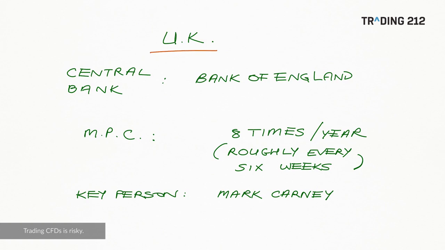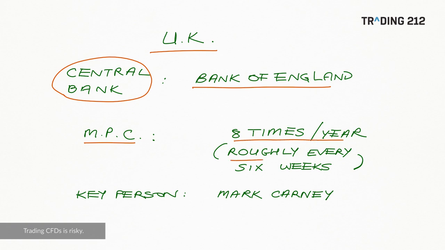And for the UK, if you're trading an FX pair involving the pound, you'll want to pay attention to the Bank of England, the UK's central bank, and when the Bank of England is holding its Monetary Policy Committee meetings. Like the Fed, they hold their policy meetings 8 times a year. The MPC meetings are roughly every 6 weeks, and they're on a Thursday, and the announcement is made at midday UK time. Monetary policy is set by the Bank of England in order to pursue a 2% inflation target. That isn't set by the Bank of England, that target is set by the UK government. And a key person at the Bank of England is the Governor Mark Carney, the former head honcho of the Bank of Canada.